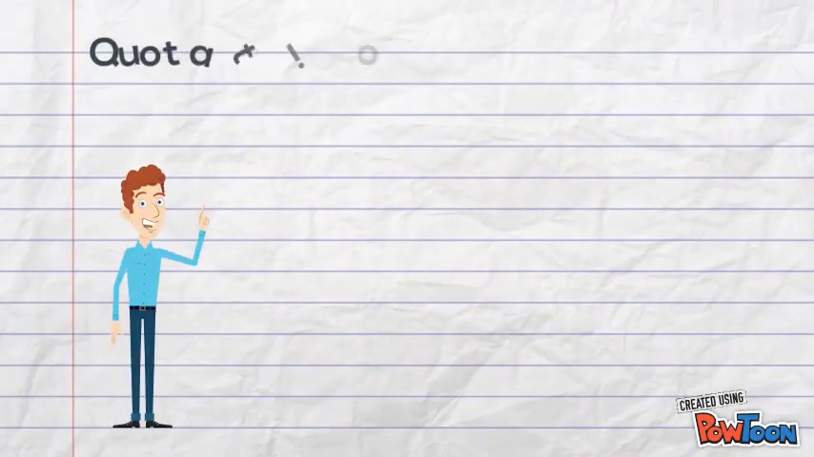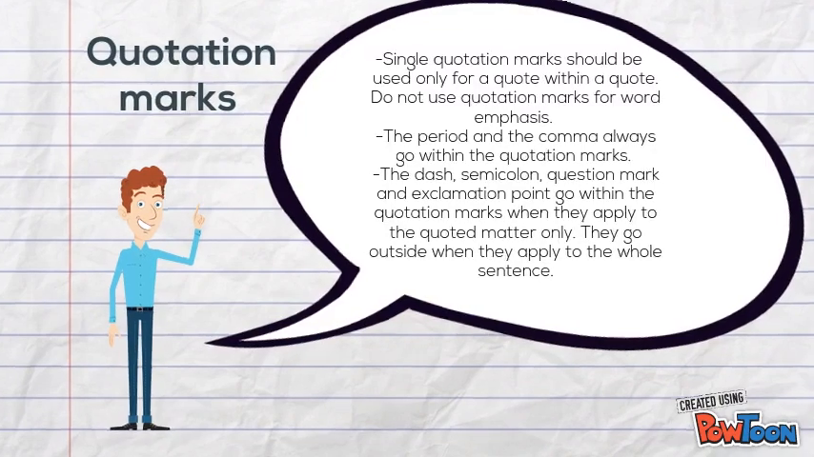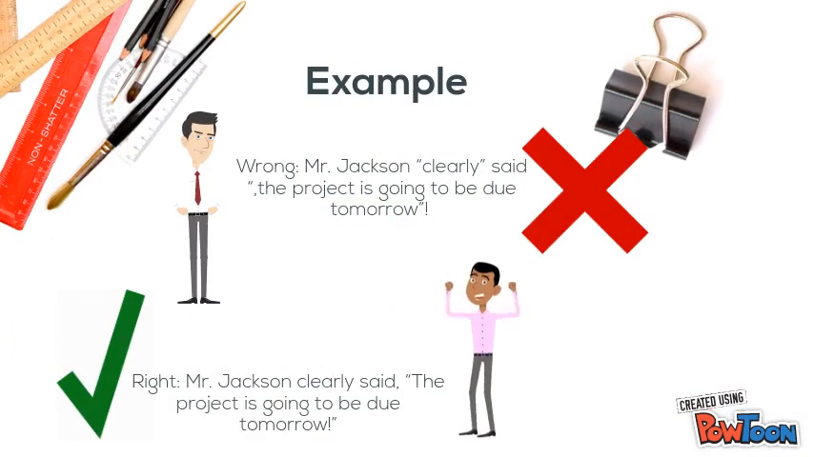Quotation marks. Single quotation marks should be used only for a quote within a quote. Do not use quotation marks for word emphasis. The period and the comma always go within the quotation marks. Other forms of punctuation go within the quotation marks when they apply to the quoted matter only. They go outside when they apply to the whole sentence. The right way to write this sentence will be to put the comma outside the quotation marks before the sentence and to put the exclamation point at the end of the sentence within the quotation marks.